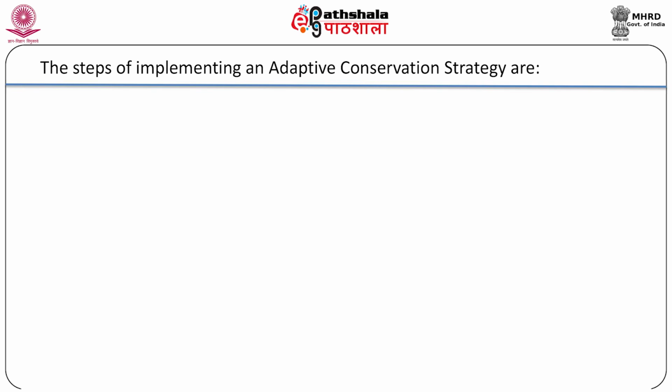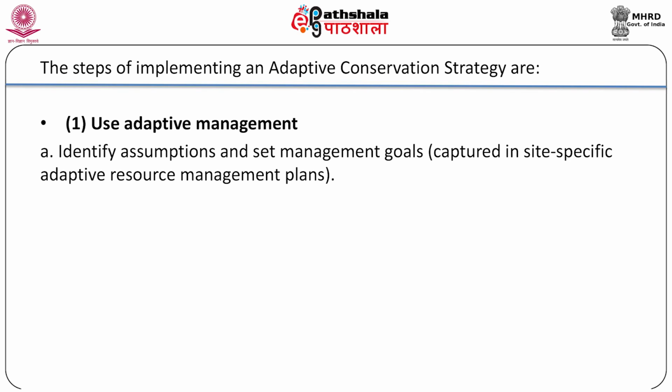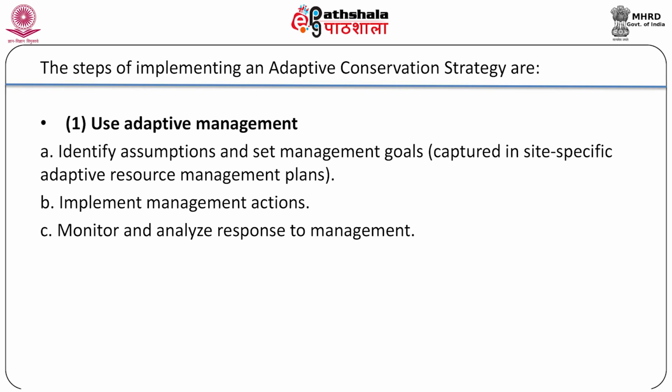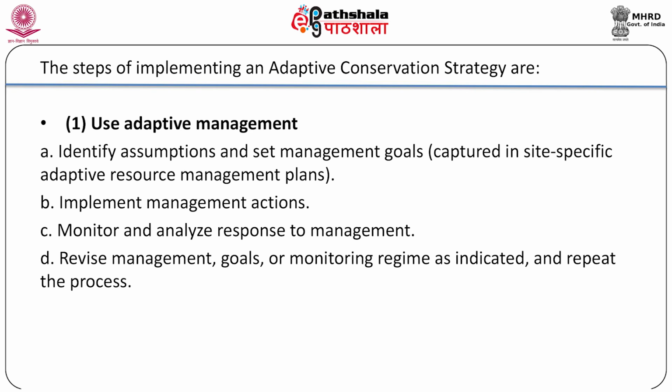The steps of implementing an adaptive conservation strategy are: first, use adaptive management, stressing science-management teams at multiple sites within an ecosystem or with similar natural resources across ecosystems, for example, riparian habitat. Identify assumptions and set management goals, implement management actions, monitor and analyze response to management, and the last is revise management goals or monitoring regime as indicated and repeat the process.